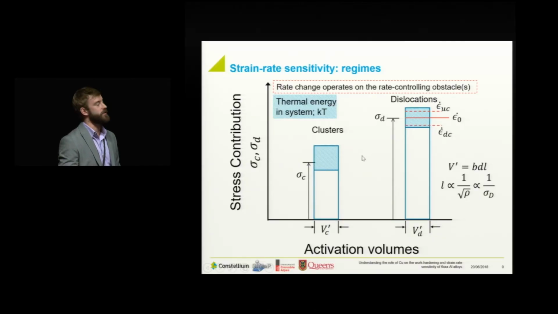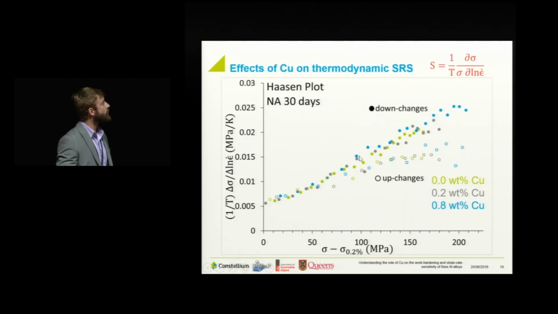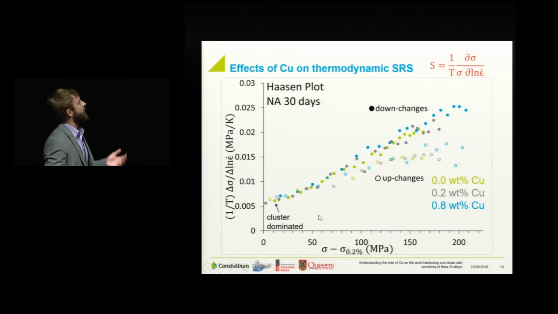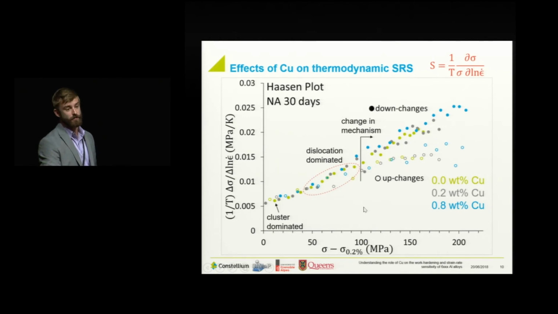And finally, you can keep stressing and keep work hardening your material, and eventually you'll get up to, again, a dislocation-dominated regime. So we can then go ahead and look at the differences between the closed circle down changes and open circle up changes for the effects of copper. And as I showed before, we have our cluster-dominated region, where the regions here are more thermally activatable than dislocations. We then have a relatively dislocation-dominated regime, and then we have this change in mechanism that's occurring between the two.